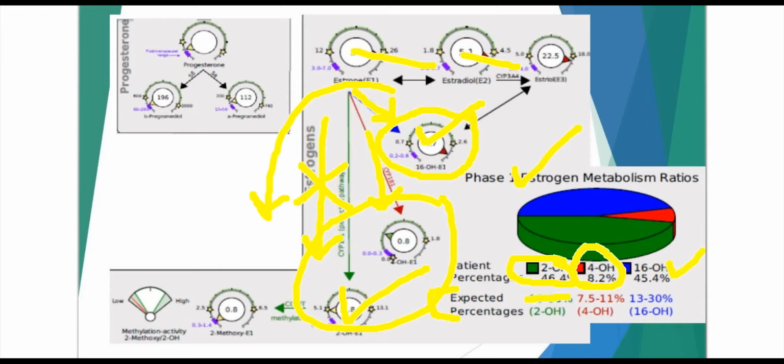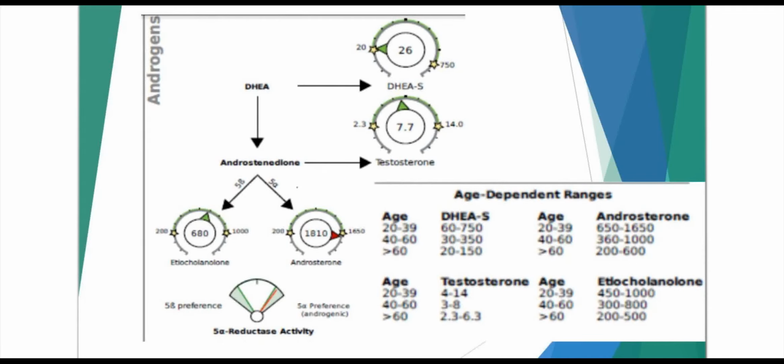How much estrogen are you making? How does your phase 1 metabolism look? And then how does that methylation process look for this particular patient? Now, when we look at the androgens, these are the male-related hormones. So testosterone is, of course, better known in men, but female patients have testosterone as well.